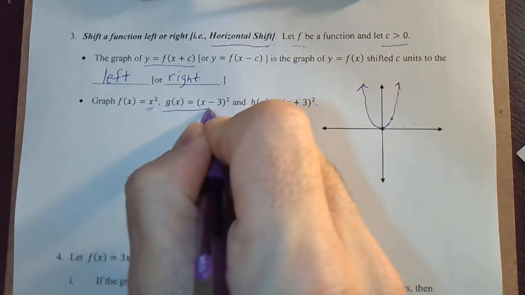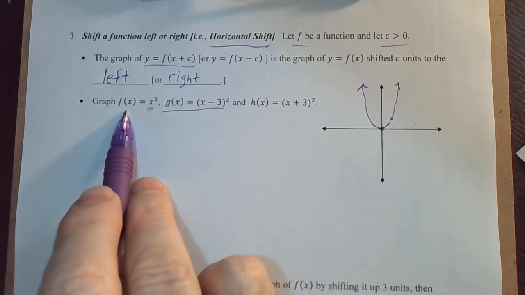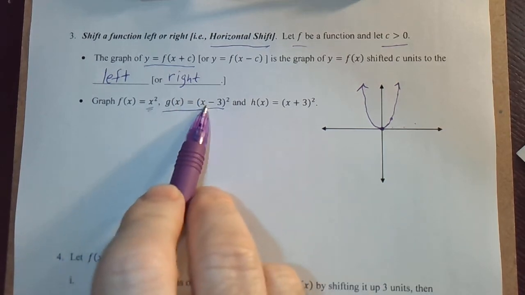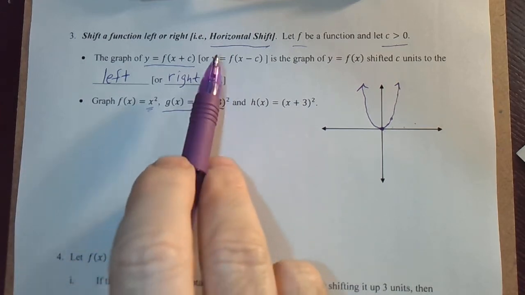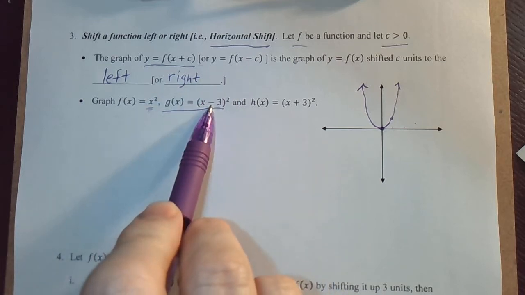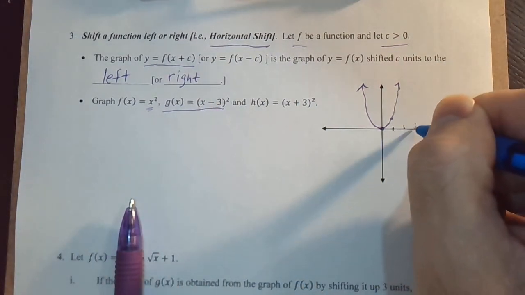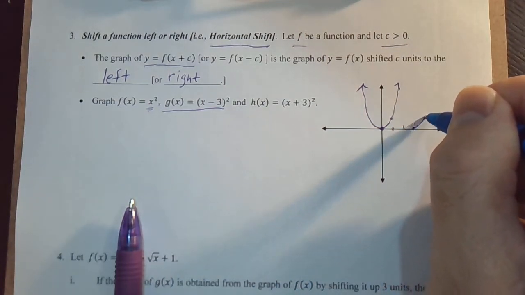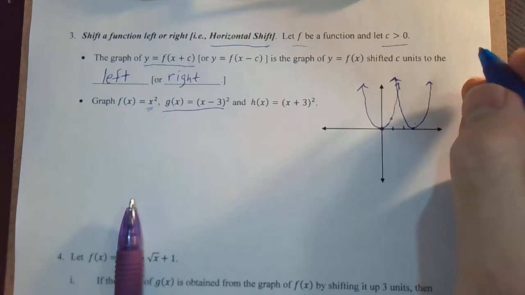Okay, so what does this tell us? Notice the only thing we did from f to g is we replaced x with x minus 3 in parentheses. Based upon what we just looked at, when you subtract, which way does it shift? It's going to shift it to the right 3 units. So 1, 2, 3. It's just like sliding it over 3 units. So something like that. That would be g.